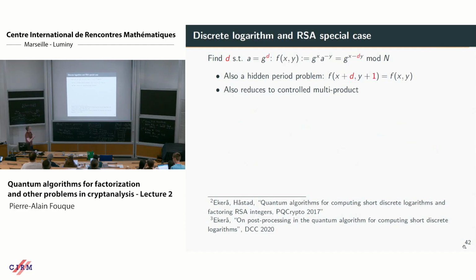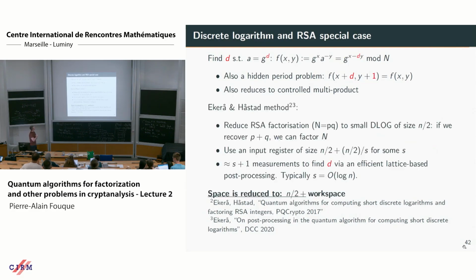And so the idea is the same. We have to compute this function, and to evaluate this function is once again a controlled multi-product. So this is the way we have to implement it. And Ekerå and Håstad have shown how to solve this. This was something well known in the literature, but they did it in fact in 2017.